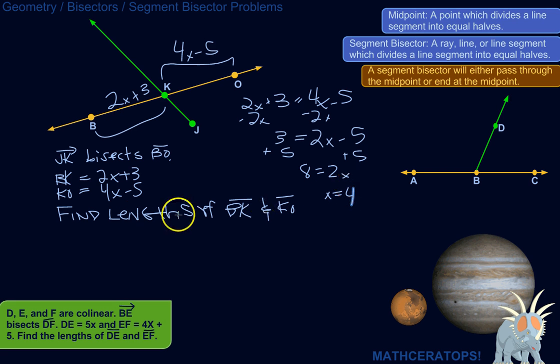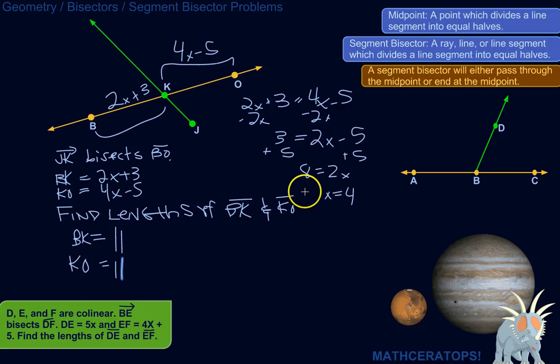So x is 4, but the question isn't what's x. The question is what are the lengths of BK and KO. So I know x is 4, so BK is equal to 2x plus 3. 2 times x is 8, plus 3 is 11. And of course, since KO is congruent, it's also 11. 11, I don't know, let's call them miles. I didn't give any units here, so yeah, 11 units. All right, so let's try one more problem.